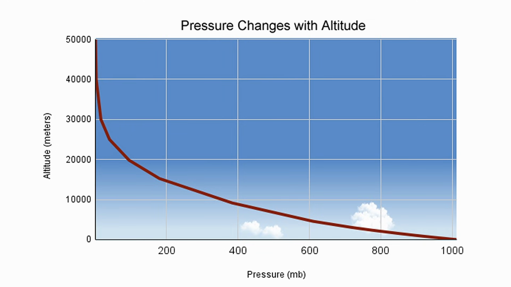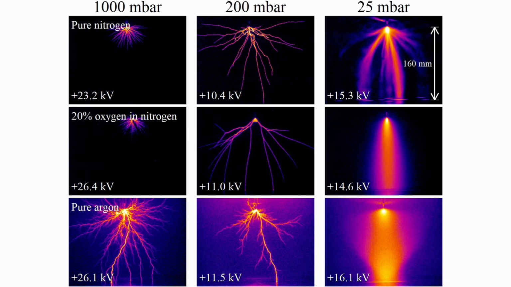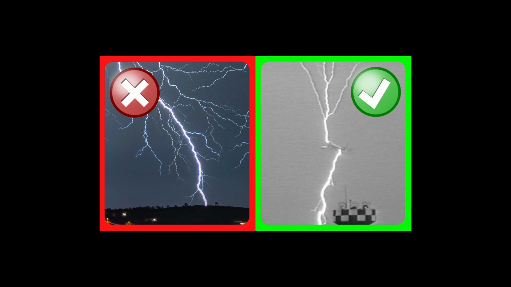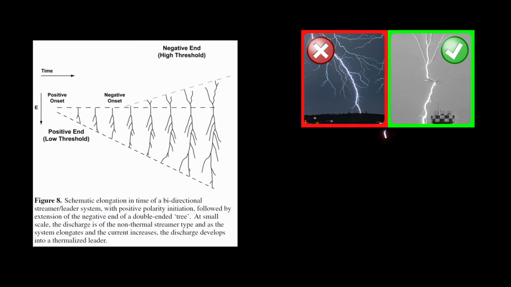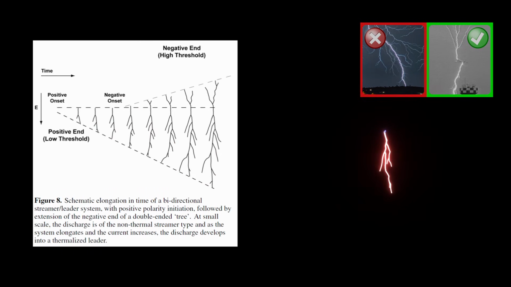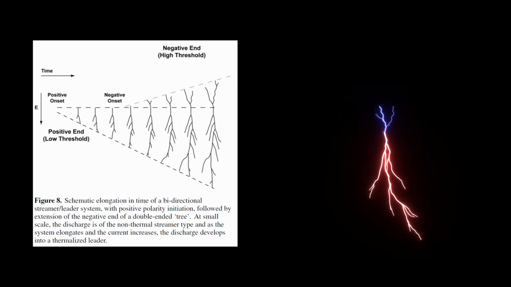Atmospheric pressure is about 1,000 millibars, but reduces quickly as we ascend in altitude. If we examine these images from experiments conducted at various pressures, we can see the very different characteristics of a discharge at low pressure compared to one at high pressure. As I've discussed previously, we must also consider that this discharge is bidirectional, and the behavior of the positive and the negative ends are very different.